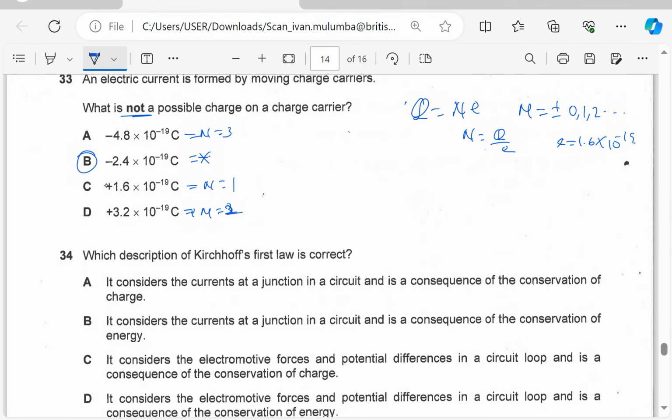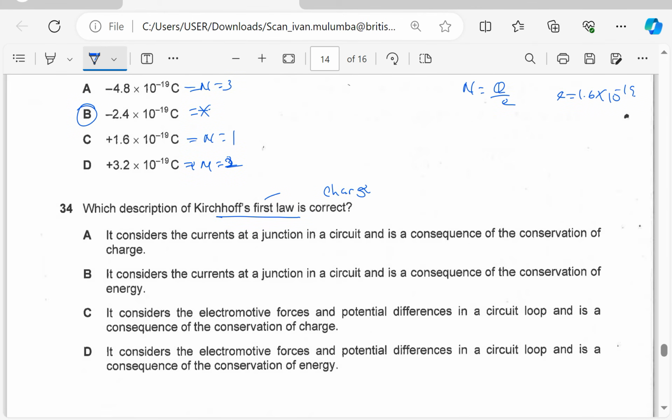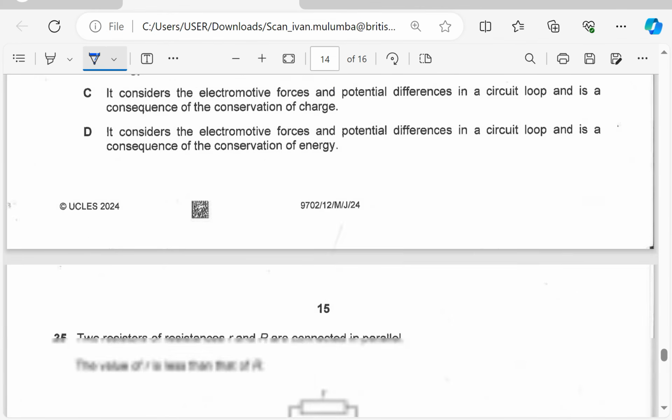Which description of Kirchhoff's first law is correct? Remember, Kirchhoff's law is that the sum of currents into a junction equals the sum of currents out of the junction, and this is a conservation of charge. So it means the answer is automatically A. It considers the currents at a junction in a circuit and is a consequence of conservation of charge. I don't need to check the rest.